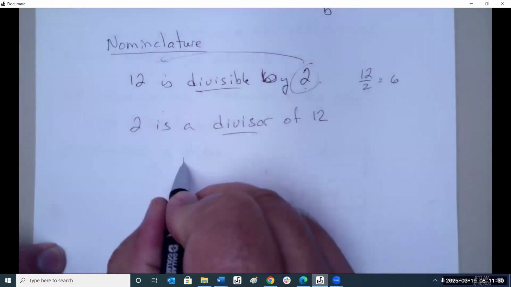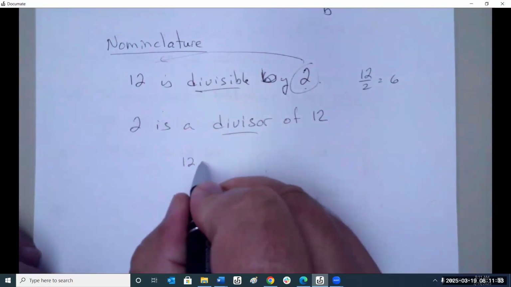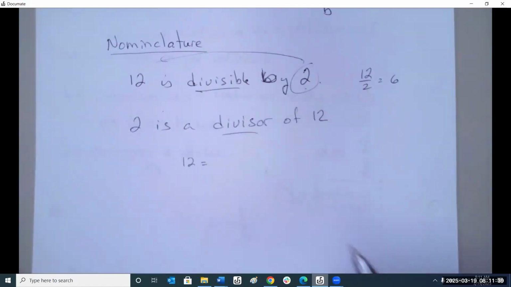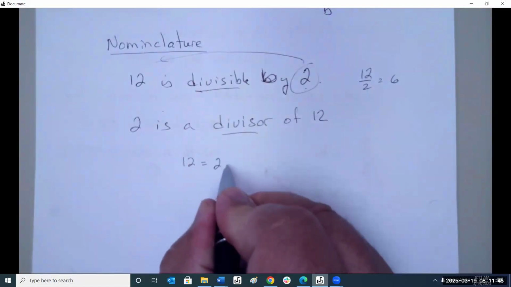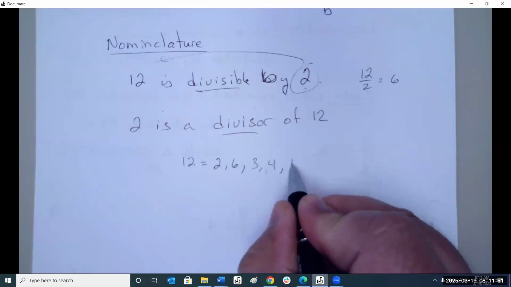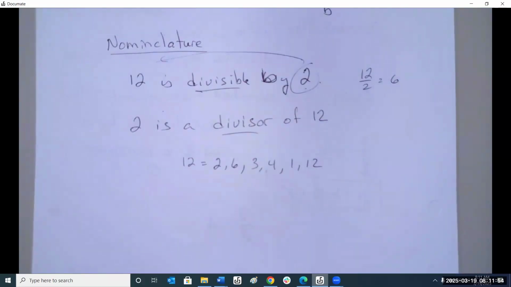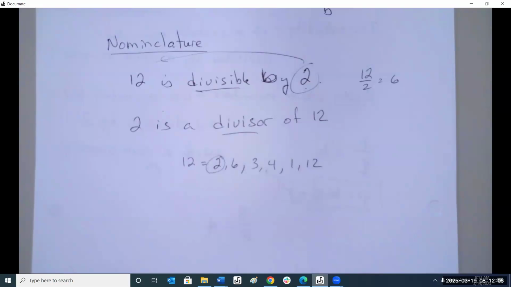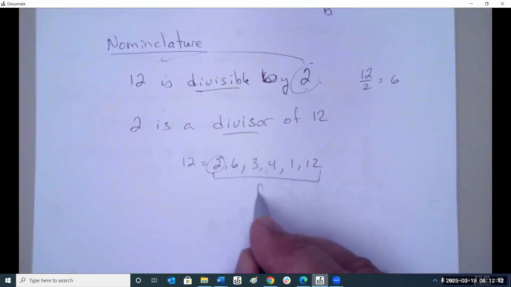That means that 12, this is really what it means, that 12 is made up of certain numbers. What is 12 made up of? 6. 2 times 6. What else? 3 and 4. What else? 1 and 12. Right. We're going to talk about those in a second. But what this is saying is that 2 is a divisor of 12, meaning that it could be factored out into one of its components. These are what we call factors.